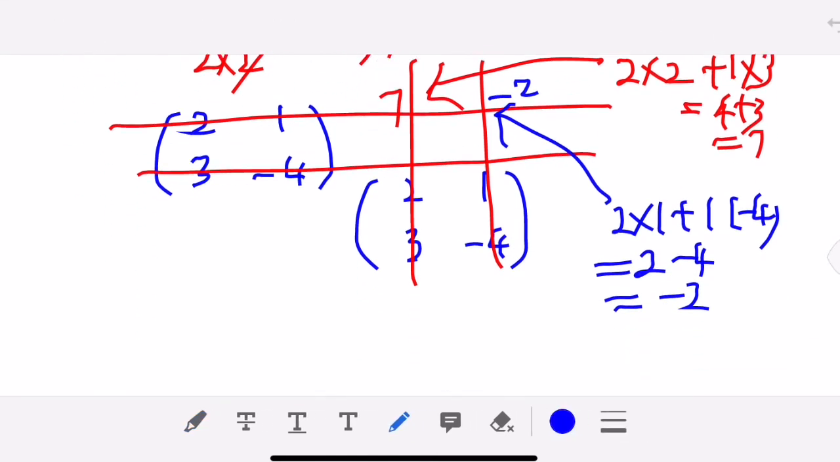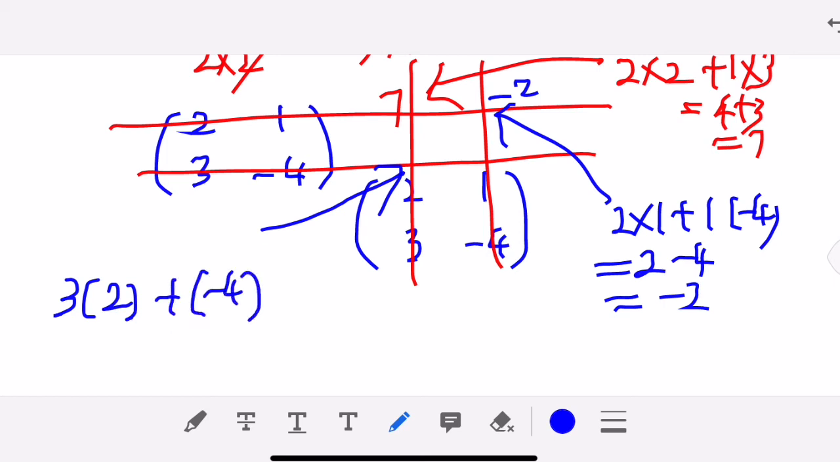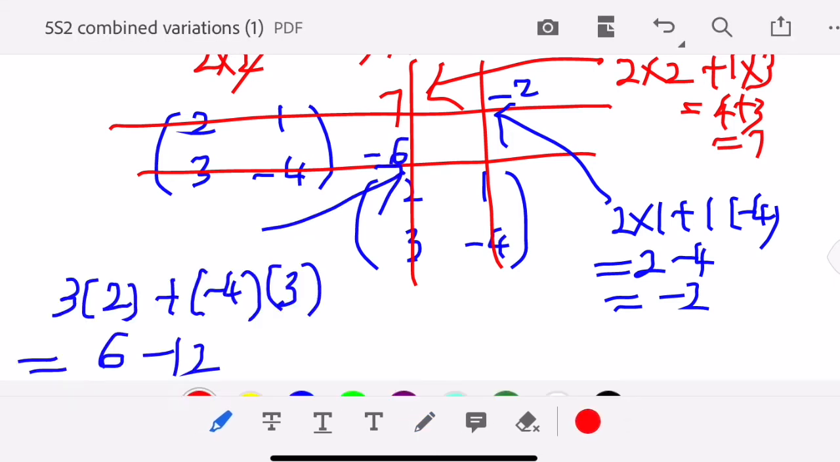We still got two more, right? This is 3 times 2 plus negative 4. It's always plus, and then you multiply: 6 minus 12. So we have negative 6, right? Okay. Then how about for the other one?